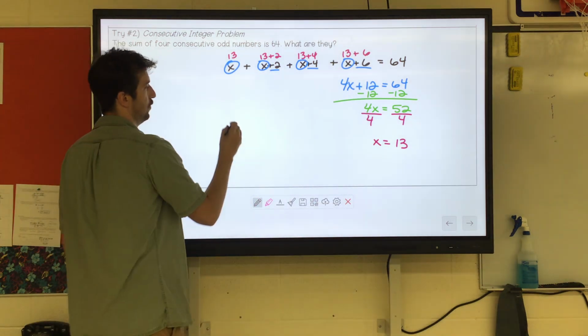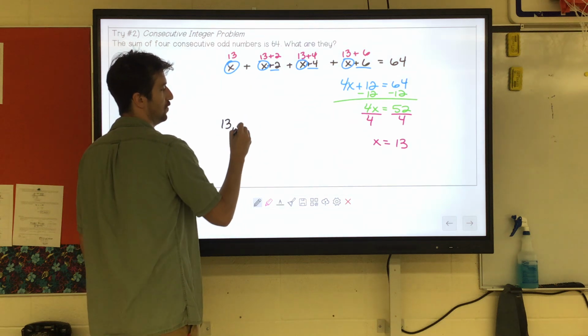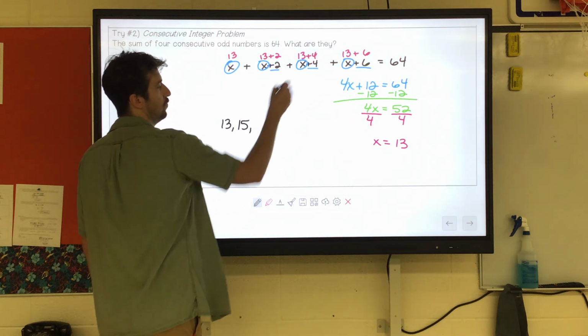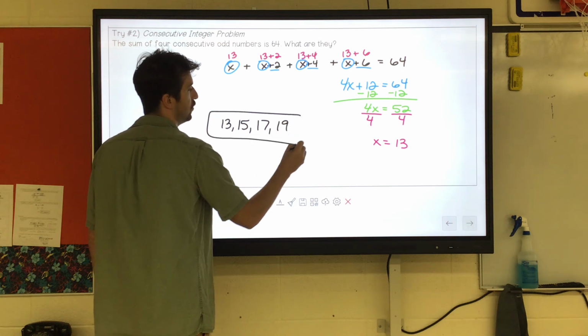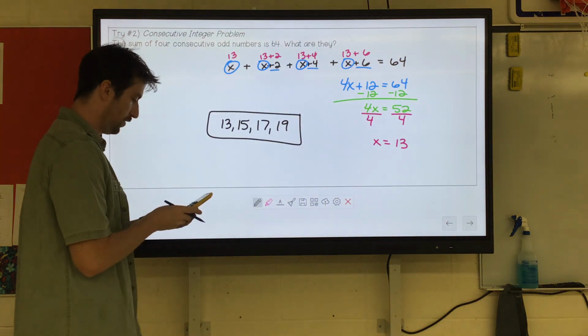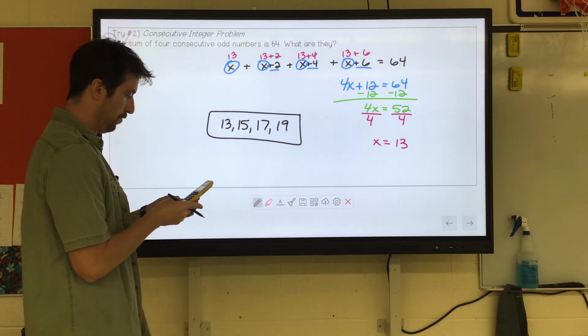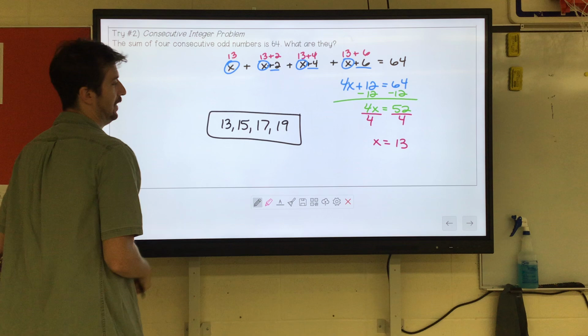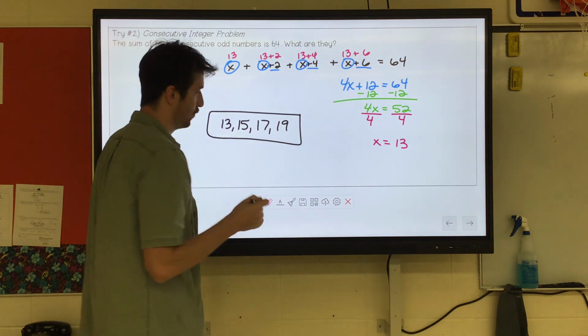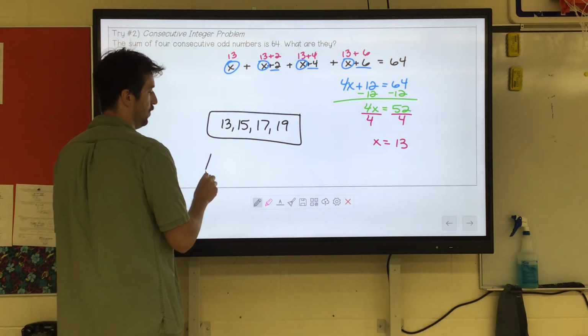So we have 13. 13 plus 2 is 15. 13 plus 4 is 17. 13 plus 6 is 19. These should be our 4 consecutive numbers. Let's see. 13 plus 15 plus 17 plus 19, 64. Yes! Now, if you were to do this the shortcut way, we're looking for 4 numbers here.